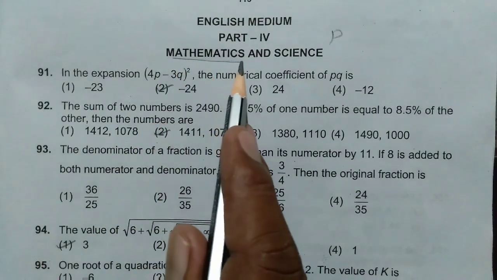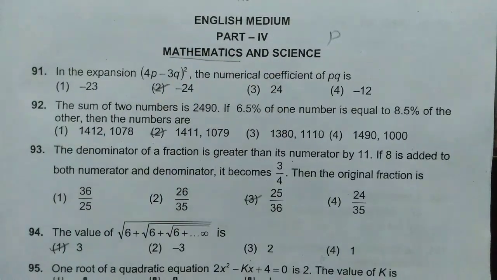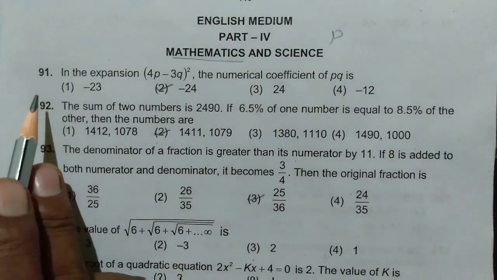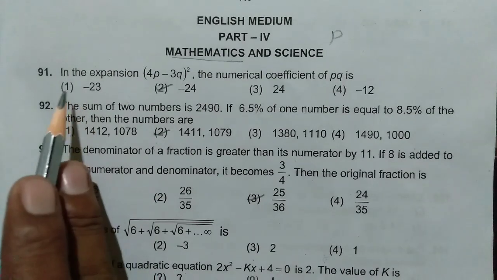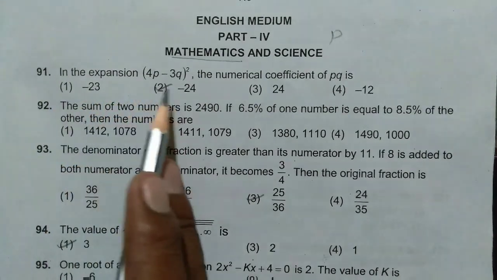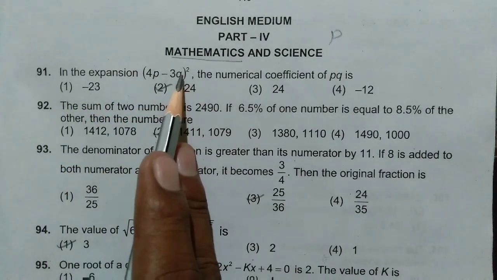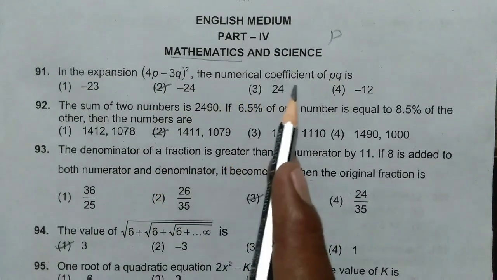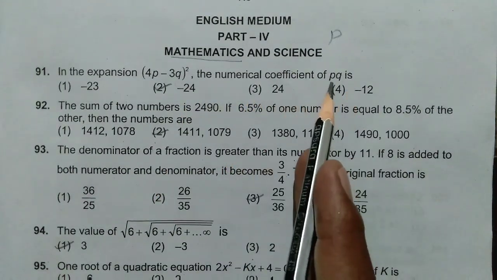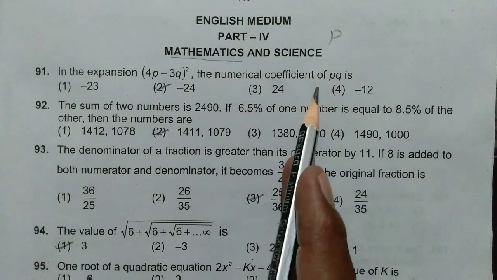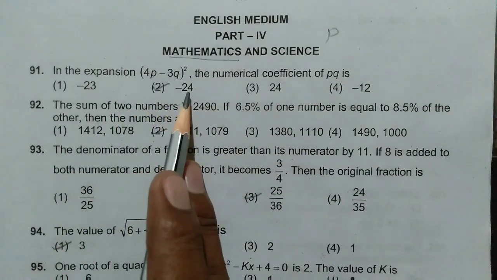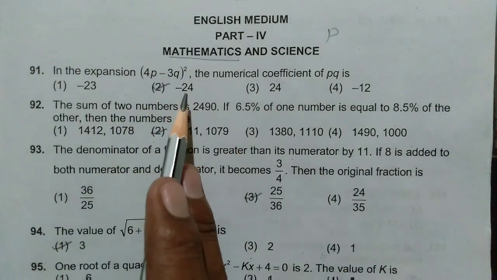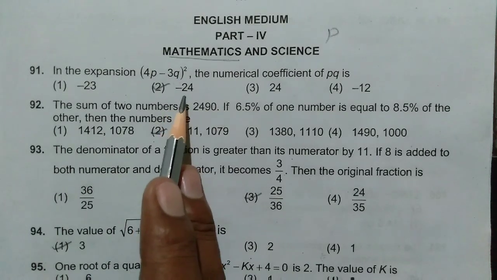Mathematics, this is the mathematics, in English medium. First one is question number 91. In the expansion of (4p minus 3q) whole square, the numerical coefficient of pq is, here pq coefficient he is asking, so that is minus 24 you will get. In another video I explained how we will get minus 24 here.